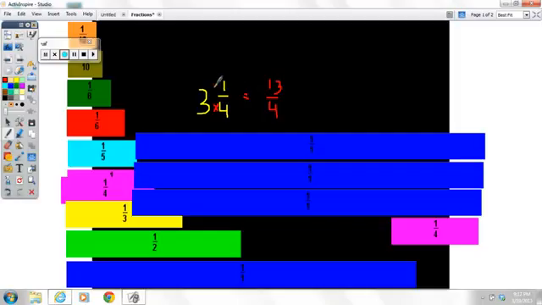So that's how you take a mixed number and convert it to an improper fraction.